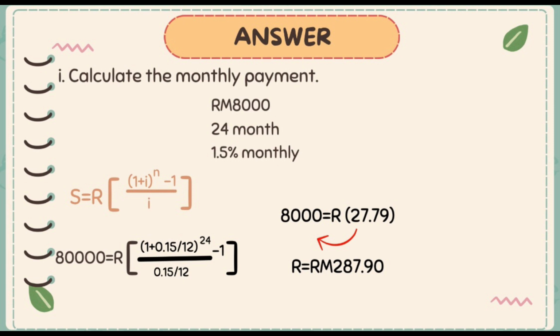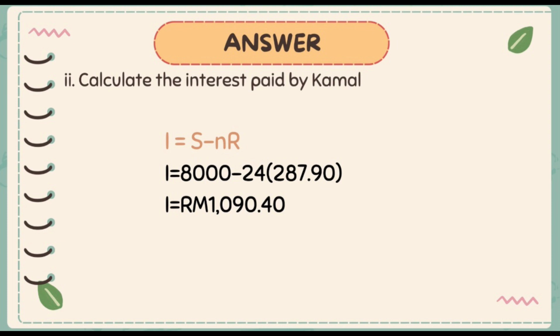It became 8,000 equals R in bracket (1 plus 0.15 over 12) to the power of 24 minus 1 over 0.15 over 12. Like we normally do, we need to solve the bracket first. Here's the answer. The answer is 287 and 90 cents.